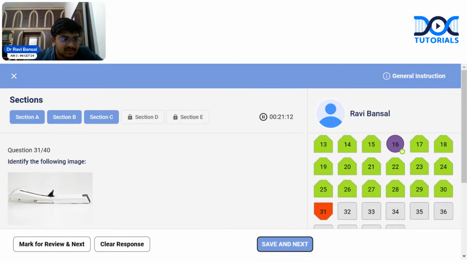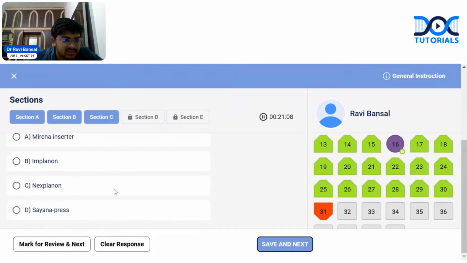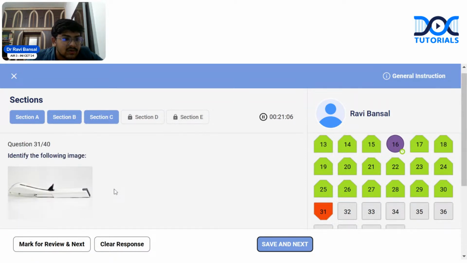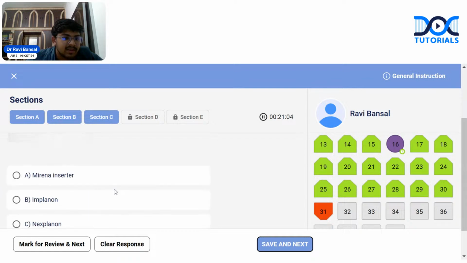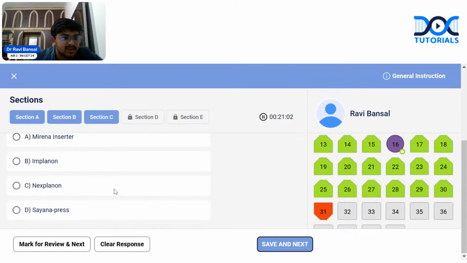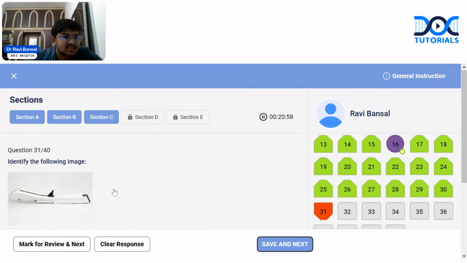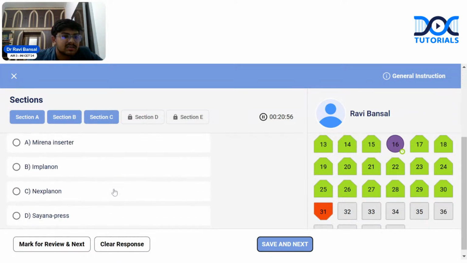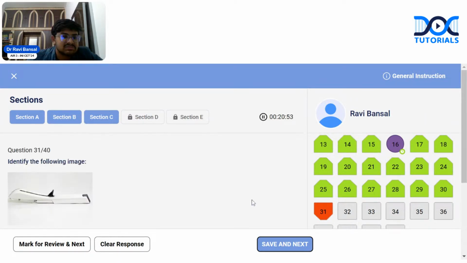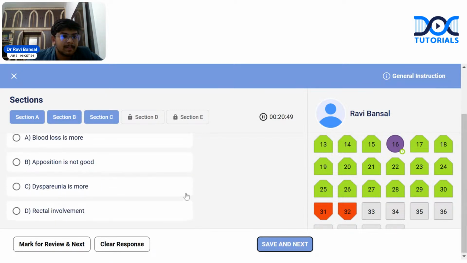Identify the following image. So, I cannot see this image that they have given. I do not remember this image. Let's see the options: Mirena inserter, Implanon, Nexplanon, and Cyana press. So, I have no idea what this is. So I'm going to skip the question.